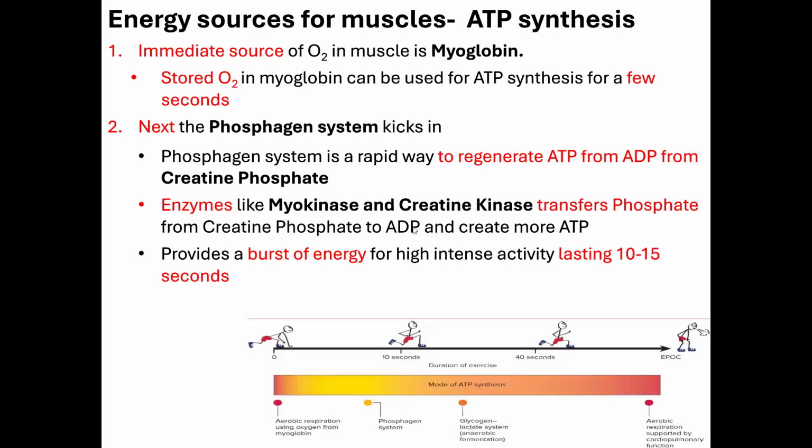So a few words here. You have to know this phosphagen system. You have to know that it's regenerating ATP from ADP, and the phosphate is coming from the creatine phosphate. A couple of enzymes involved. This will provide a burst of energy, but that only lasts for another 10-15 seconds. So you're up to here, up to 40 seconds now.